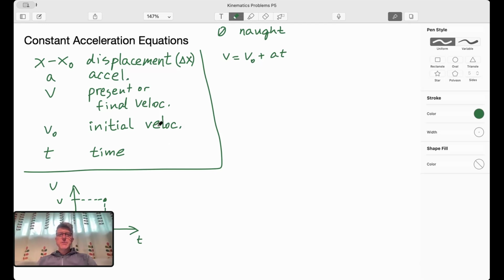And the secret to solving these constant acceleration problems is if you know any three of those, x minus x naught or delta x, you can treat it as one thing. It's how far we went in displacement, right? So if you know any three of these five, you can solve for the other two. And now I'm going to show you the equations that we use to do that. These equations are only valid when the acceleration is constant.